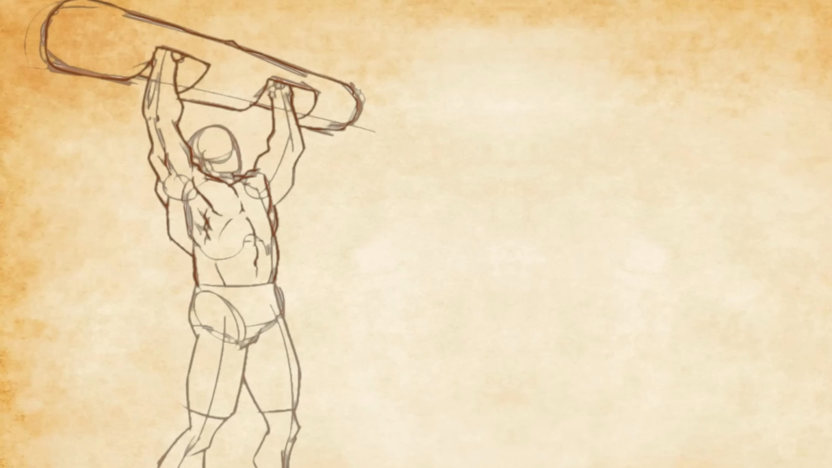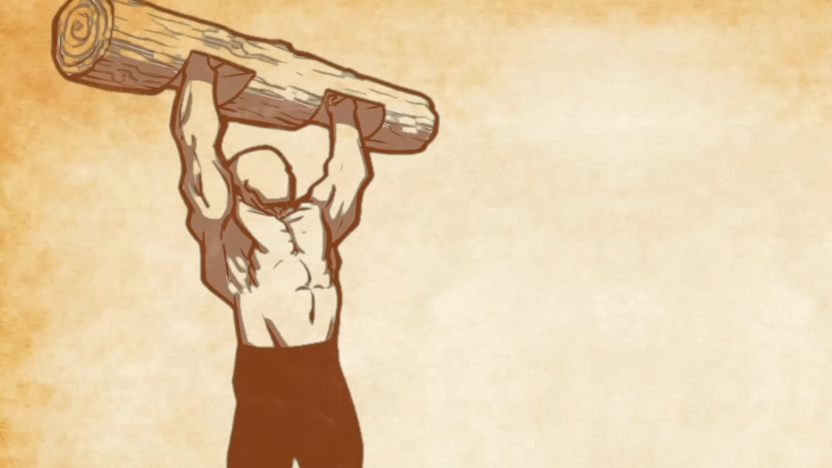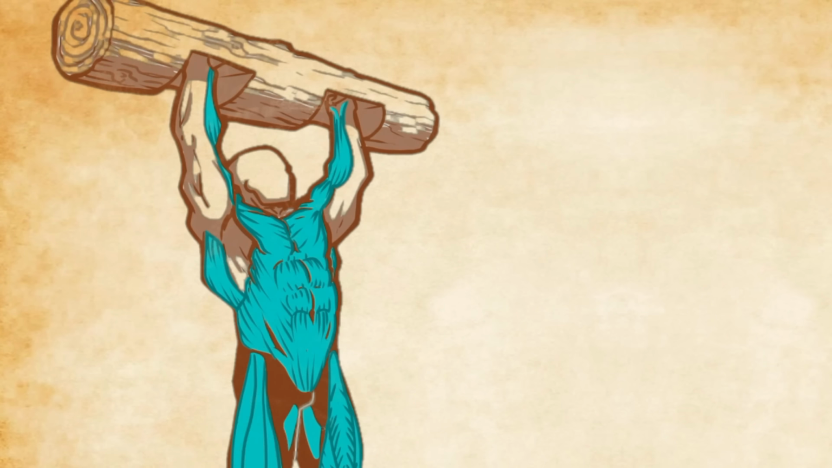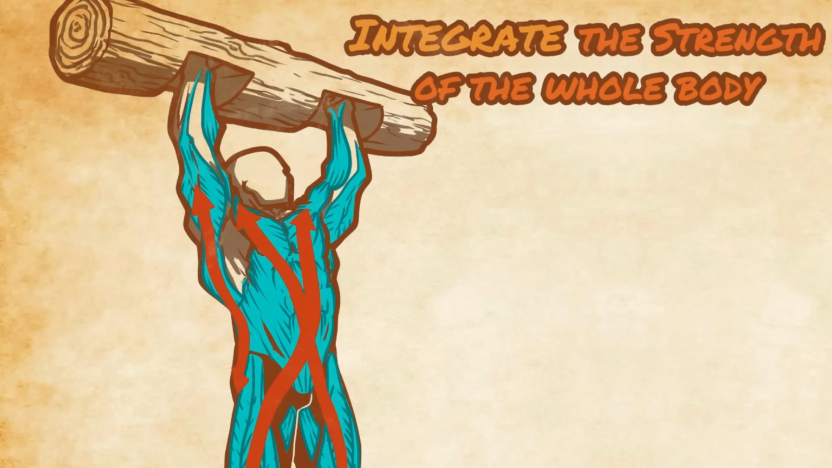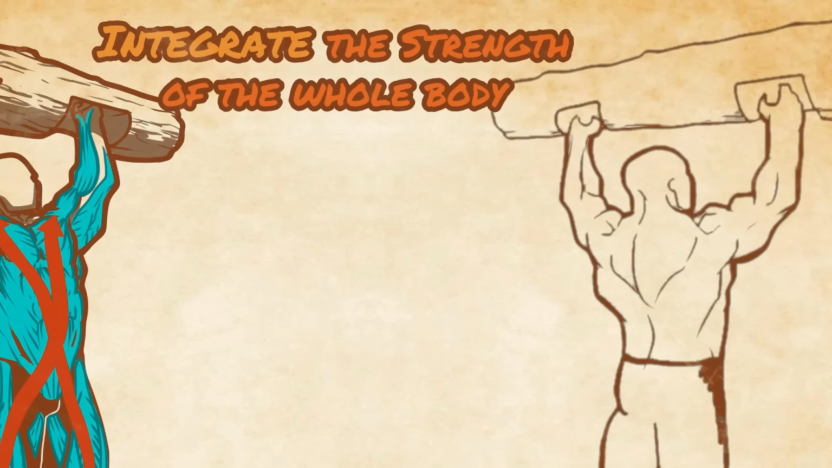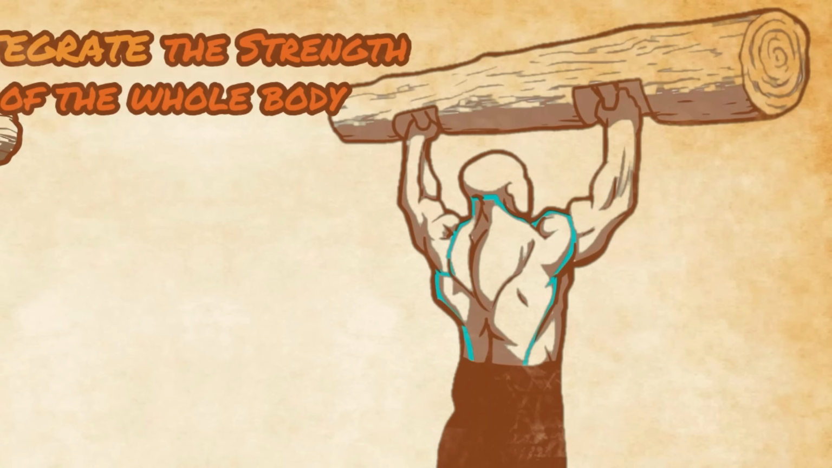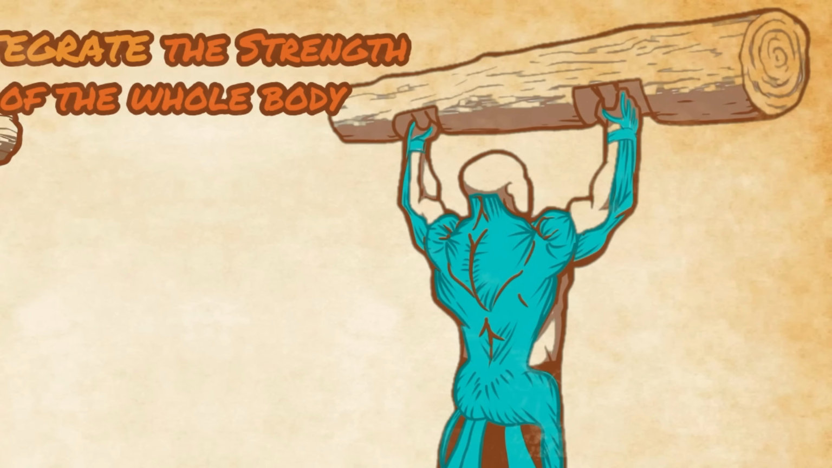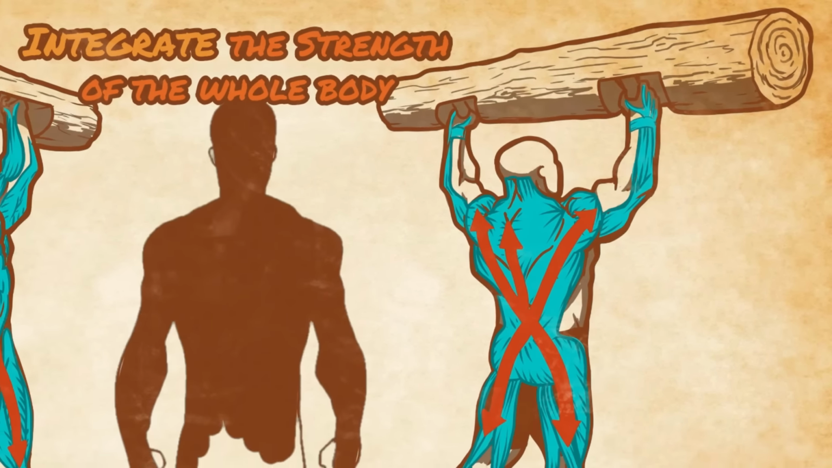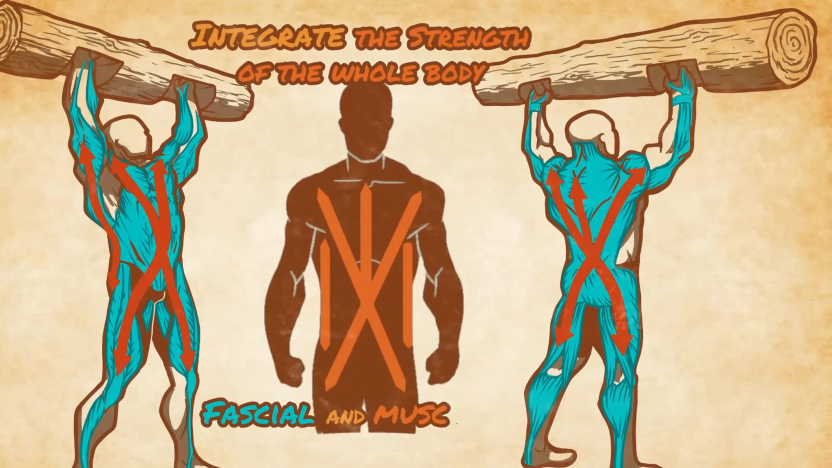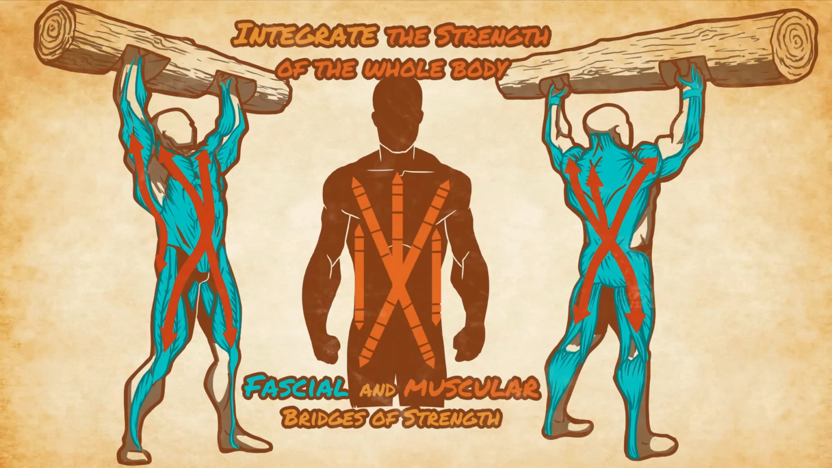And finally, the core must be able to not only produce its own movement and stability, but it must also be able to integrate with the strength of the entire body. A functionally strong core has well-developed musculature and connective tissue pathways that are used as strength bridges which connect and transmit forces generated by the lower body into the upper body and vice versa.